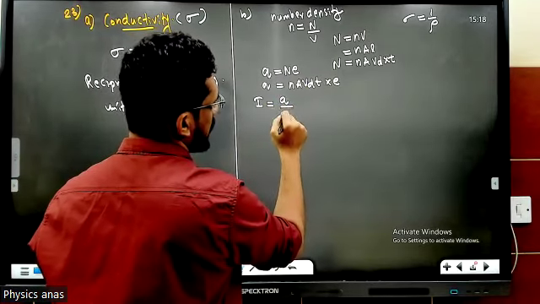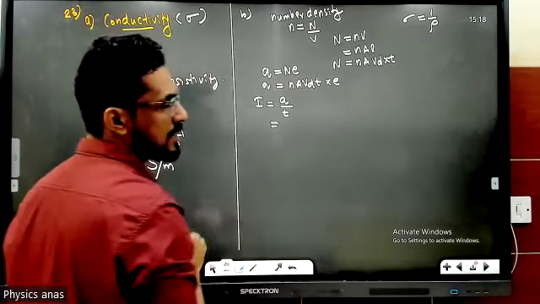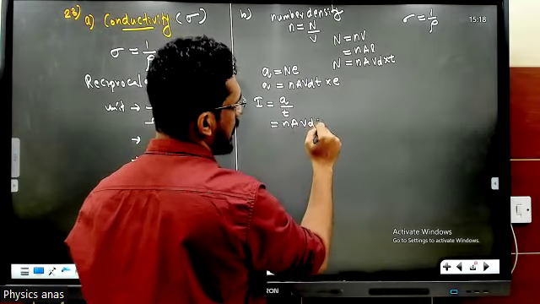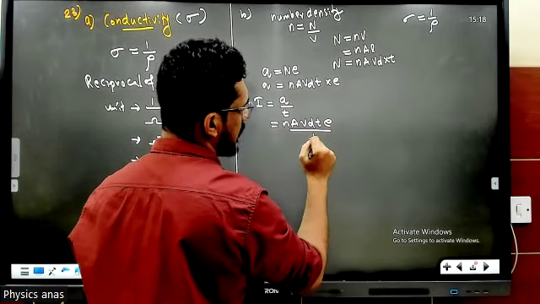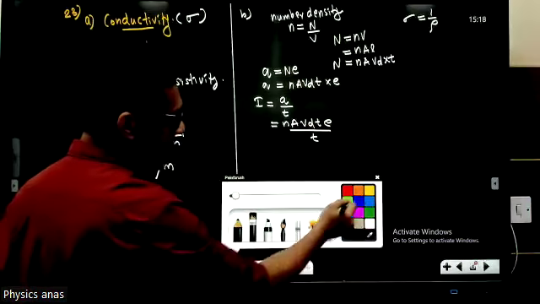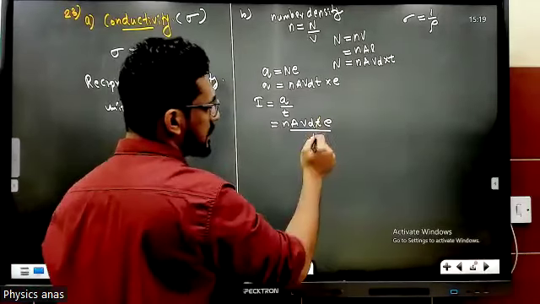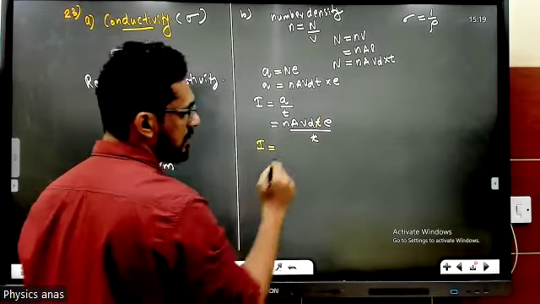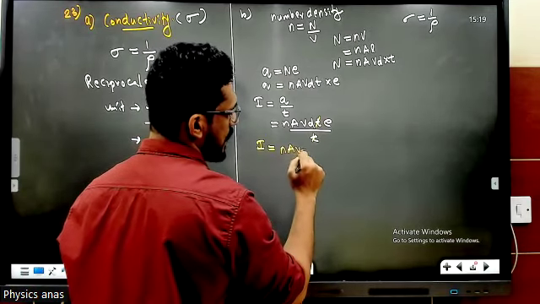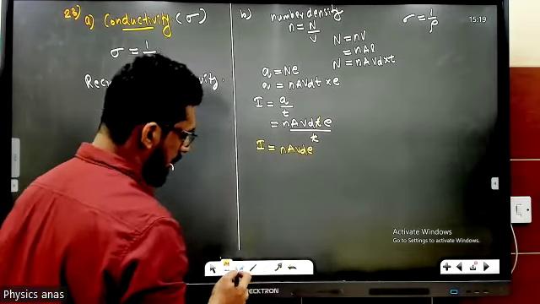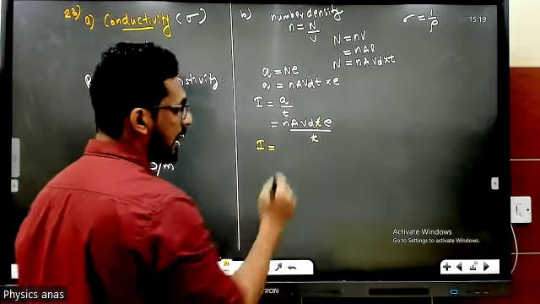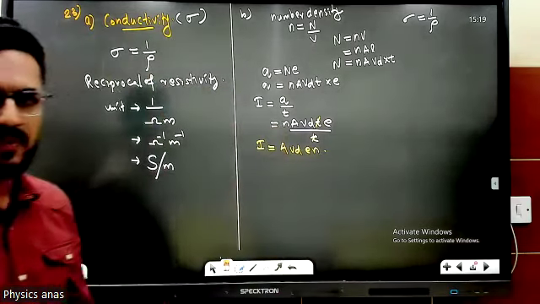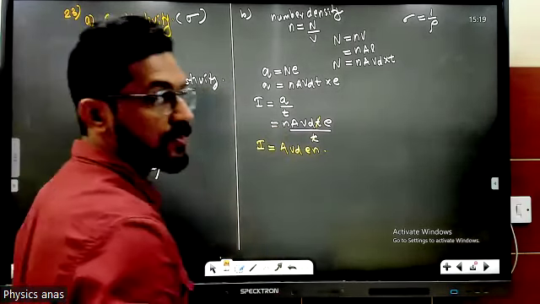I is Q by t, charge by time. So the charge is n A v_d t e divided by t. What will happen to this t? t is gone from the equation, and you get the equation of current: I equals n A v_d e. This is the equation for current.